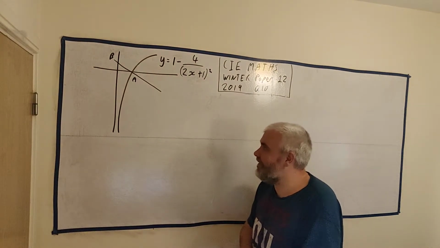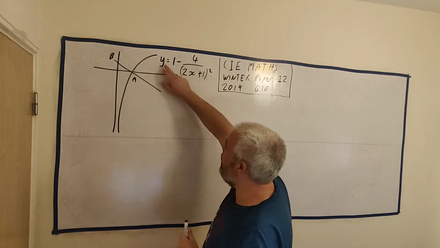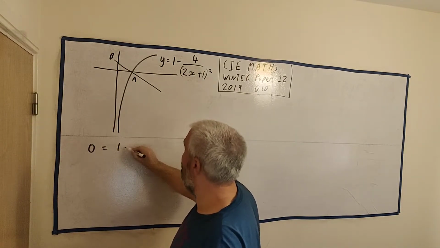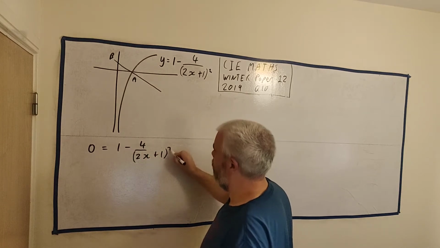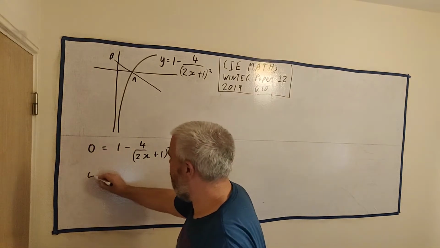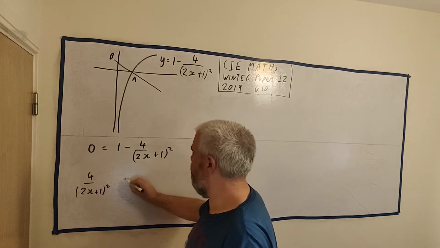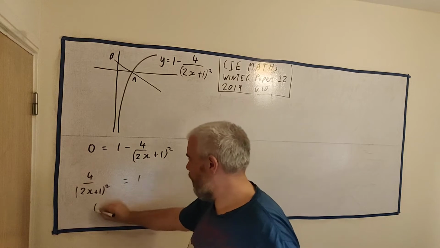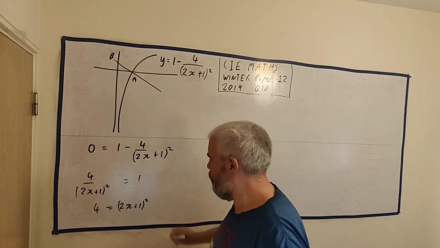So let's start that. Let's find A first of all. What do we know about A? We know y is equal to 0 at A. So we know 0 is equal to 1 minus 4 over (2x + 1) squared. Let's add this term to both sides. We'll get 4 divided by (2x + 1) squared is equal to 1. Let's multiply both sides by this. We'll get 4 is equal to (2x + 1) squared.